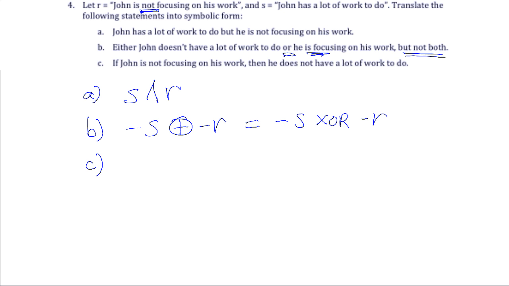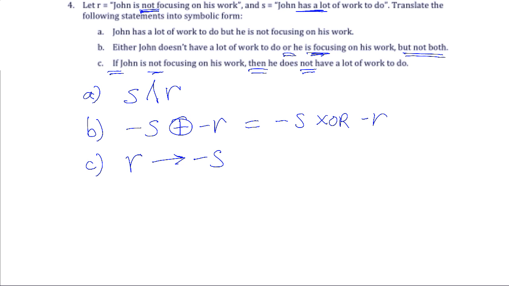For part C, this is an if-then statement. If John is not focusing on his work, then he does not have a lot of work to do. If he is not focusing on his work, that is R. If that, then he does not have a lot of work to do. And here, that's the opposite of has a lot of work to do, so this is a not S.